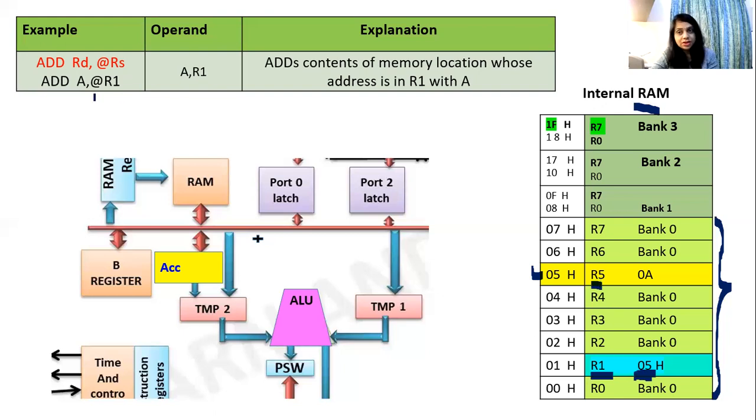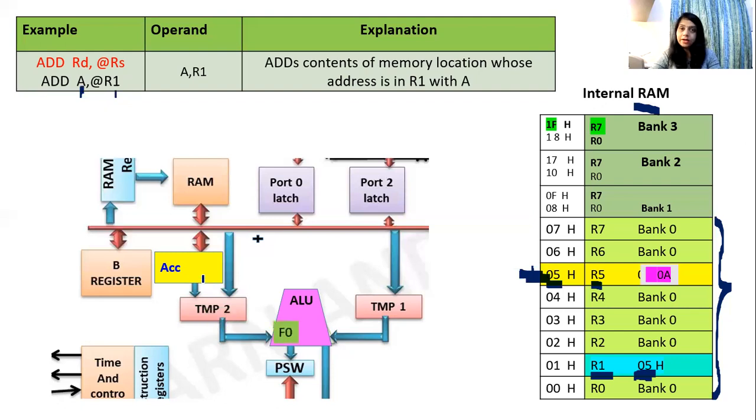So what this instruction does, it will add the contents of the accumulator with the contents of the memory location. Which memory location? The one whose address, 05, is available in R1. So it will add the contents of this 05 address, that means R5, with A. Suppose R5 holds 0A, and suppose the accumulator holds F0. So what will happen?